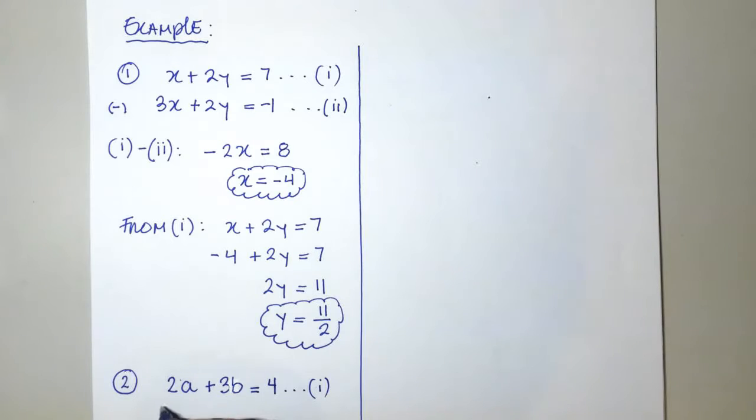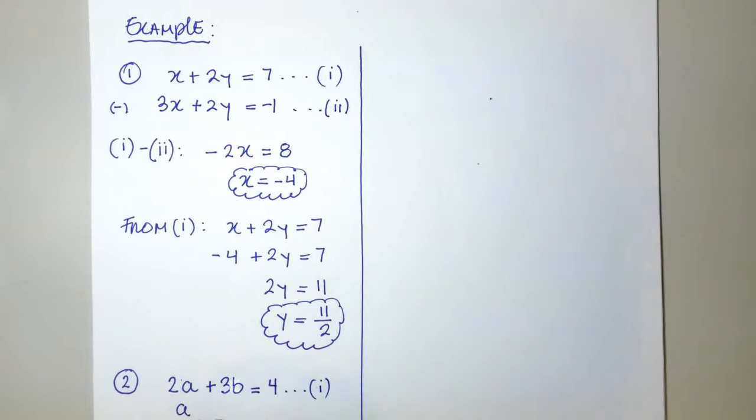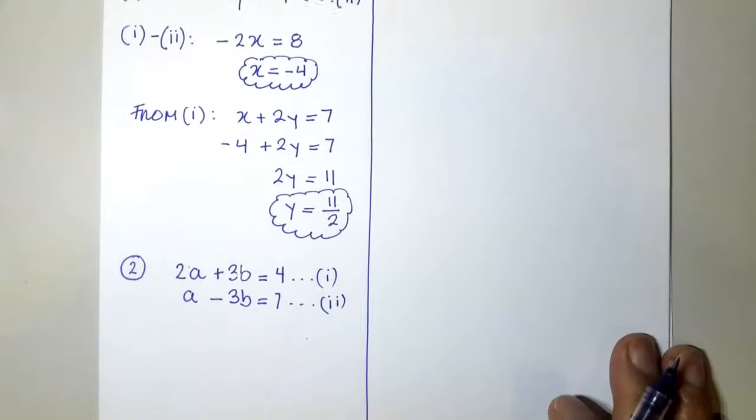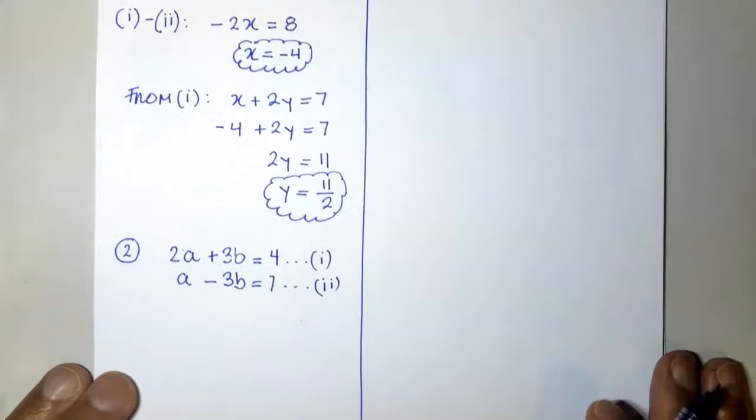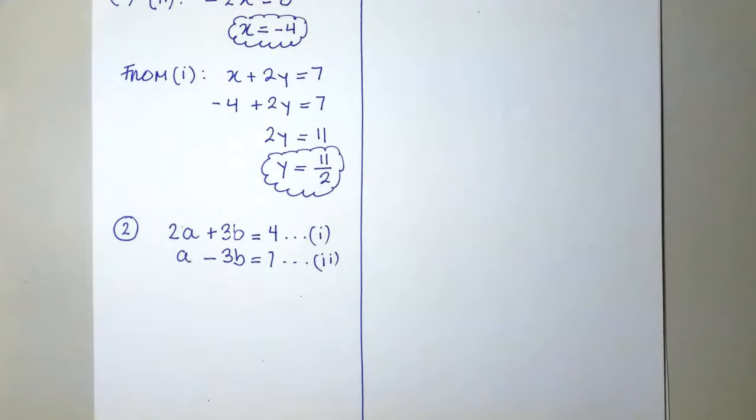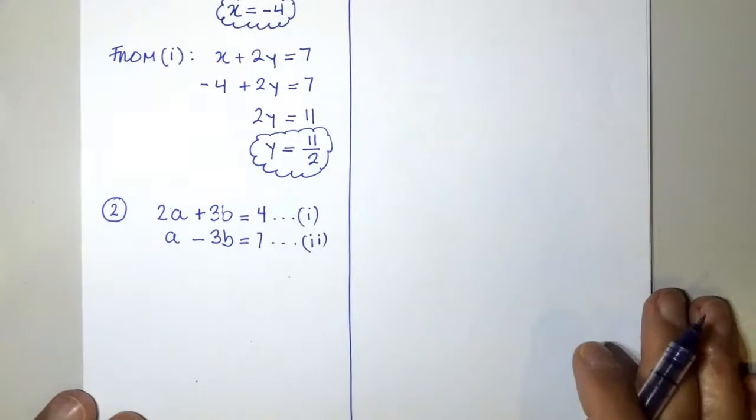And then let's say that we have a minus 3b equal to 7. That is my second equation. Okay, so we have 2a plus 3b equals 4 and a minus 3b equals 7. And then we're going to answer the same question.